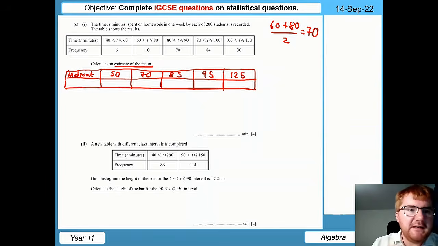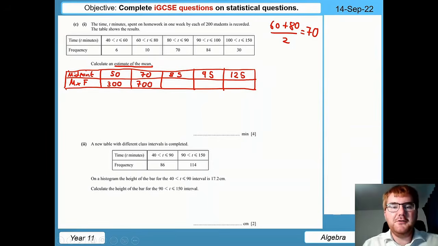Now what we're going to do, again, this is a standard procedure, you're going to see me do this a couple of times in this video, is we take this midpoint and times it by the frequency. So I tend to write m times f to represent that. Now some of these can actually be done mentally. So 50 times 6 is 300, 10 times 70 is 700. But some of these is easier to do on the calculator, so let's do it now.